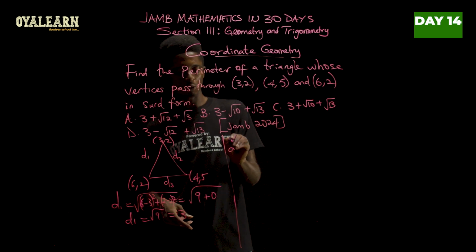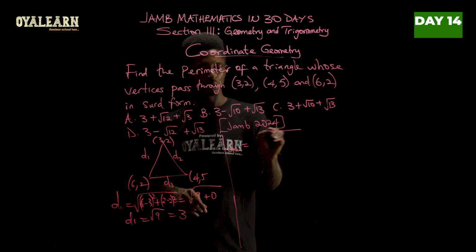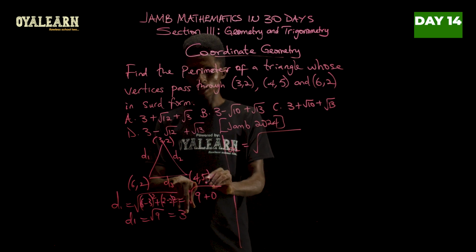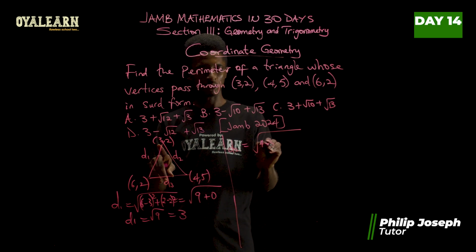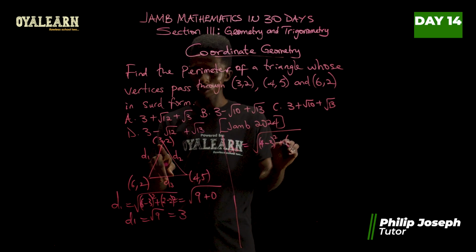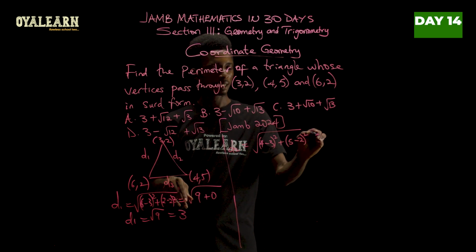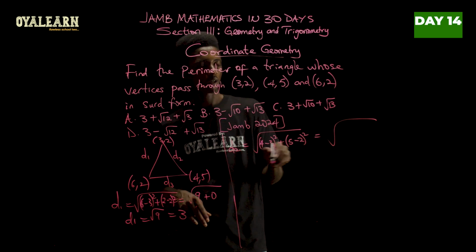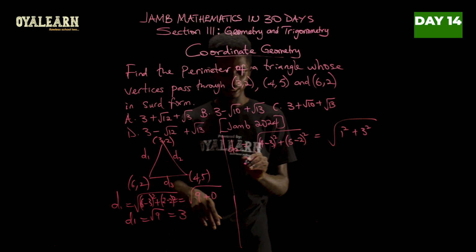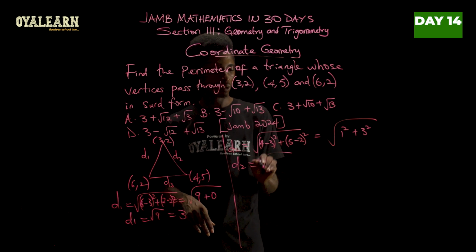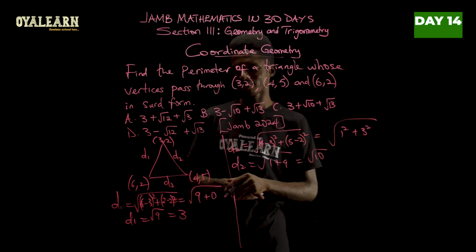Now apply the same thing to D2. D2, this would be square root of, now from here we have x2, so that's 4, minus x1, which is 3, bracket squared, plus (5 minus 2) squared. This would give us the square root of 1 squared plus 3 squared. So D2 therefore becomes square root of 1 plus 9, which is square root of 10.